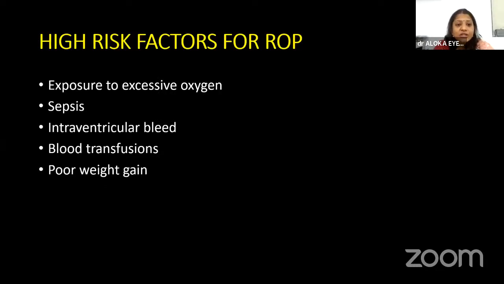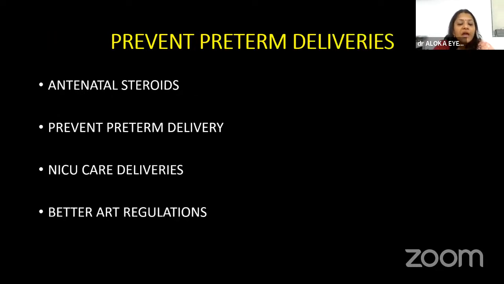Now, what we actually know, what are the real high-risk factors? Exposure to excessive oxygen, sepsis, intraventricular bleed, blood transfusions done very early in life, and poor weight gain. These are definite known high-risk factors for developing ROP. Now, how do we prevent ROP?